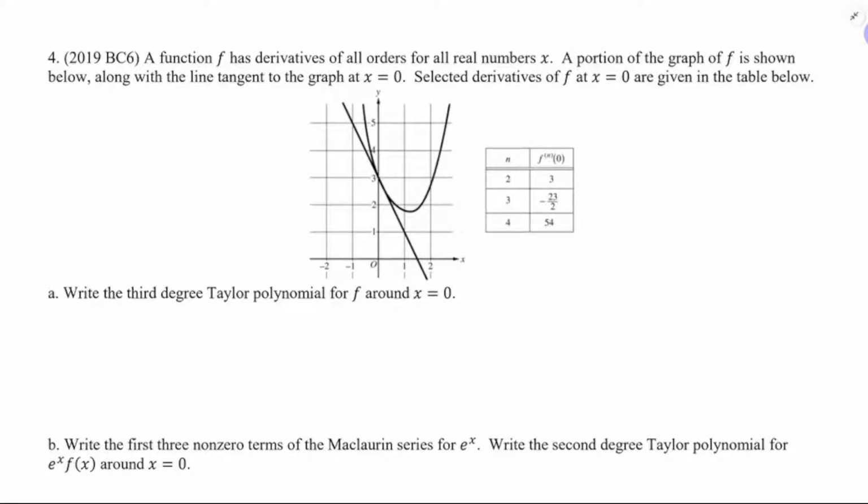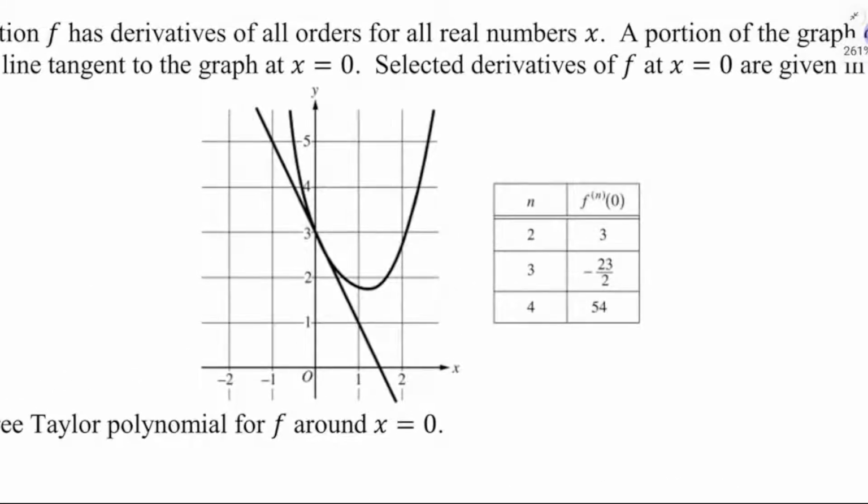Okay, in this video I'm back. I'm doing more Taylor series free response with error-bound questions. So, function f has derivatives of all orders for all real numbers x, and we're looking at a picture of the graph of f and the tangent line and higher order derivatives. I think we've actually already worked with this situation once earlier, maybe in the notes or something.